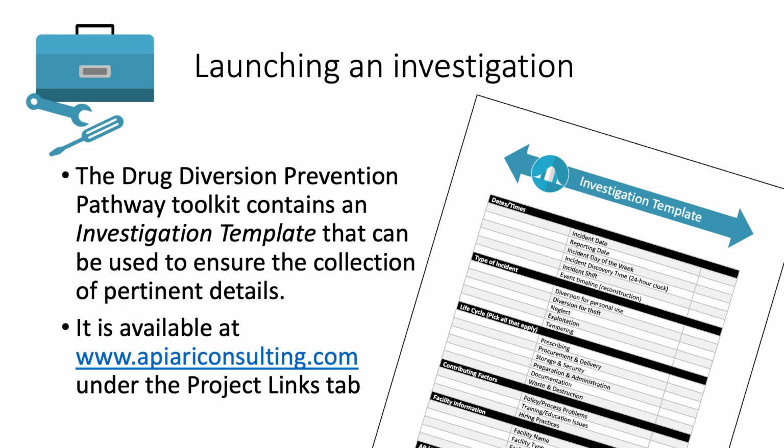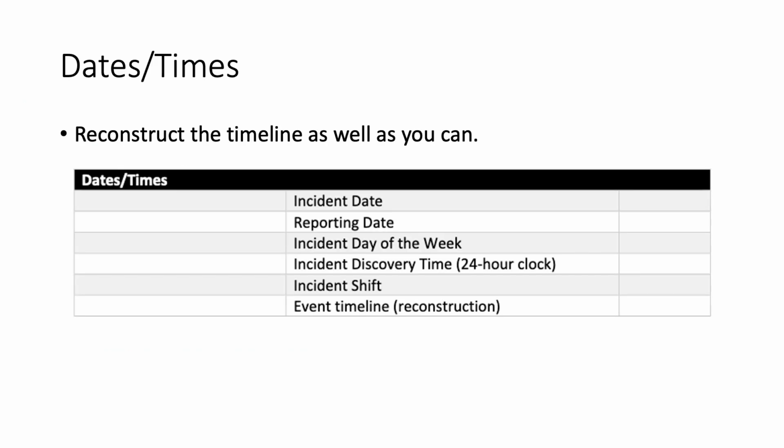It is important to note that the investigation template has a place to check off that a task was done on the right-hand side, and a place to fill in information on the left. It is not intended to be self-contained. As an example, it has sections for incident summaries and witness statements. These will need to be attached as part of the investigation packet. Reconstruct the timeline as well as you can.